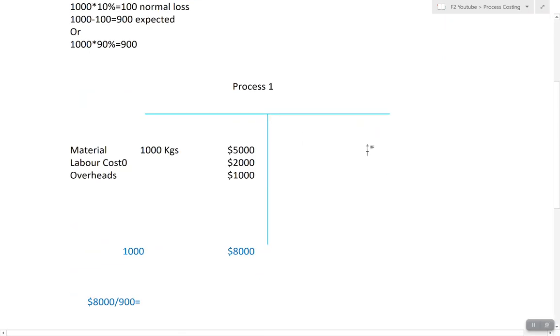So we will have 900 output, and the whole cost will relate to these 900 units. The 100 loss, I'll call it NL, doesn't have any value. So again, we are balancing both sides.